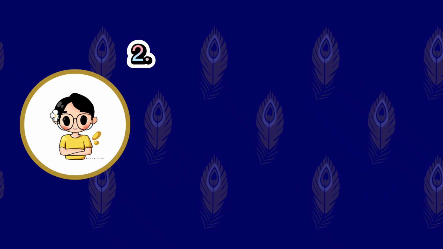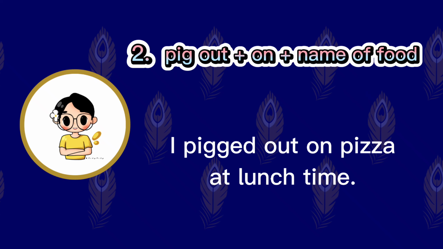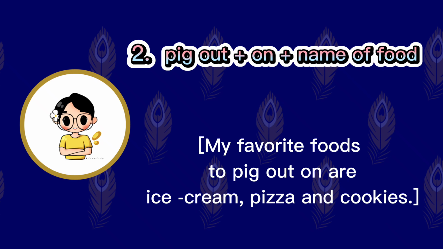But if you want to specify the food you eat, you can use "pig out on" plus the name of the food. For example, I pigged out on pizza at lunchtime. My favorite foods to pig out on are ice cream, pizza, and cookies.